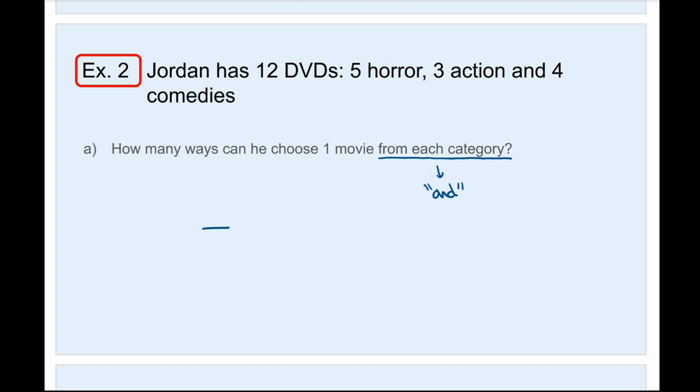And we've talked about this in the previous lessons. If I'm going to figure this out, I can use my slot method. So we have 1 spot for horror, 1 spot for action, and 1 spot for comedy. Because it's AND, we're going to be multiplying these together. So we have 5 options for horror, 3 options for action, 4 options for comedy. Multiply these all together, and I get 60 ways. So there's 60 ways I can choose 1 movie from each category.